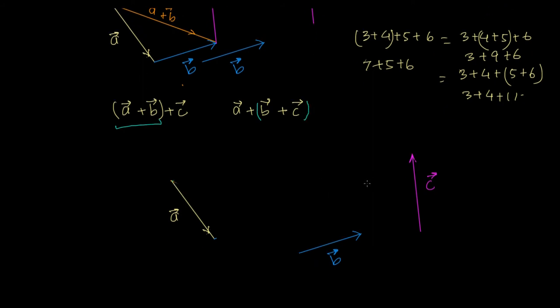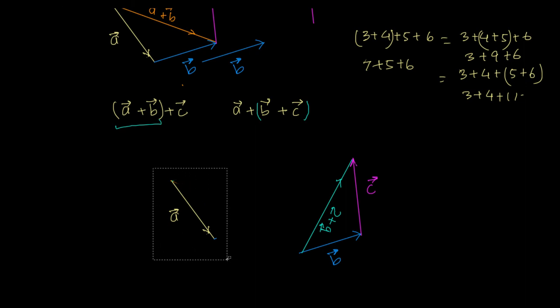Okay, and how do I add that? This time I'll not copy, I'll just shift it. So I add B and C. Is that okay? I add B and C. And let us see what the vector is. The resultant vector is something like this. Addition of B and C gives you a vector like this. This is the vector that we call B plus C vector, right?